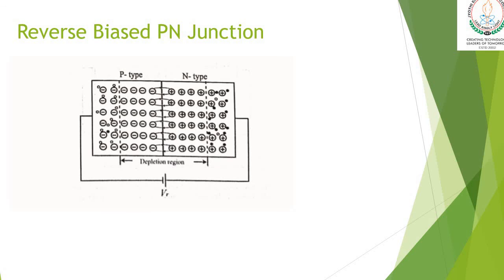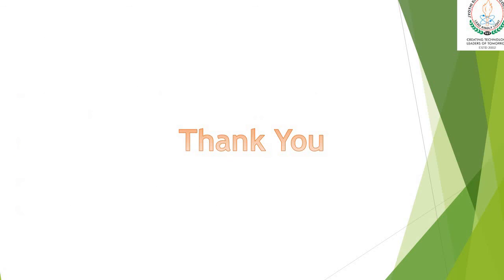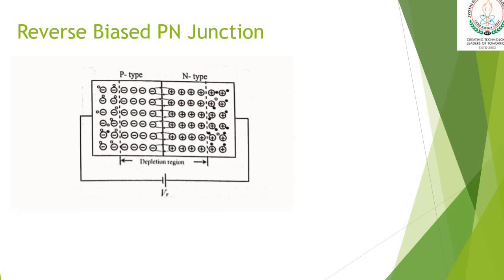Similarly, in the n-type, the covalent bonds are broken because of the positive potential, so you have more electron-hole pairs. Electrons can leave this and come to the positive terminal of the battery. So you have positive charge. What is happening? The width of the depletion region is increasing here.